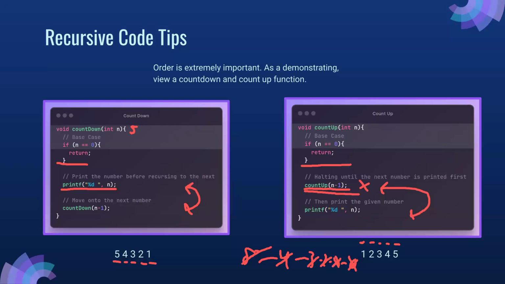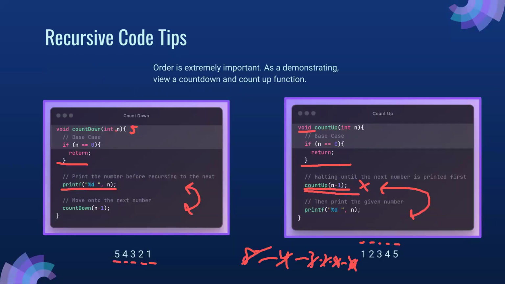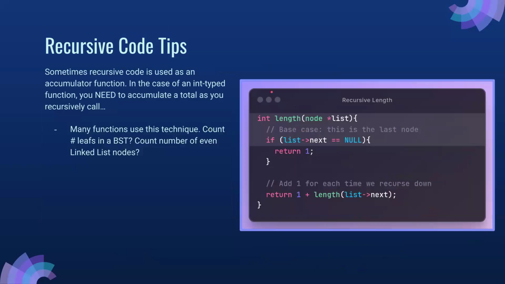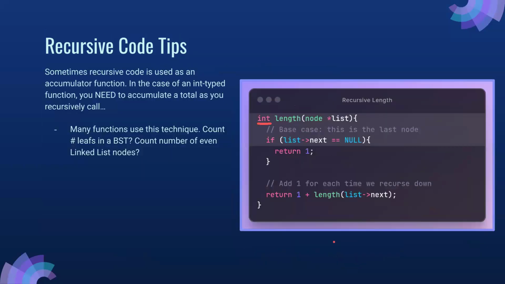And then here are the recursive code tips. Sometimes there are accumulator functions that are recursive. How do you know if they're accumulator or not? Void, void. This one is an integer. This means they want something returned, at which point you are going to have to return something. In these, we didn't have to return anything, but you will have to return something.